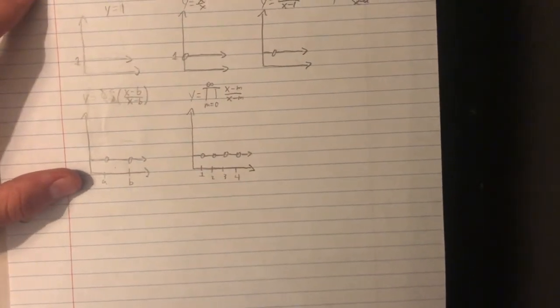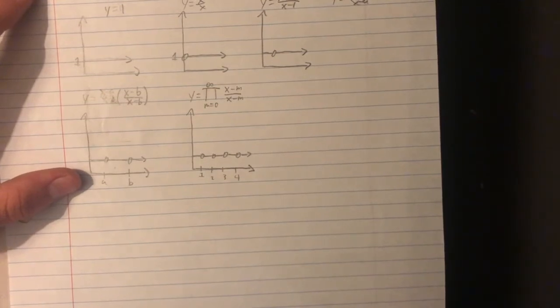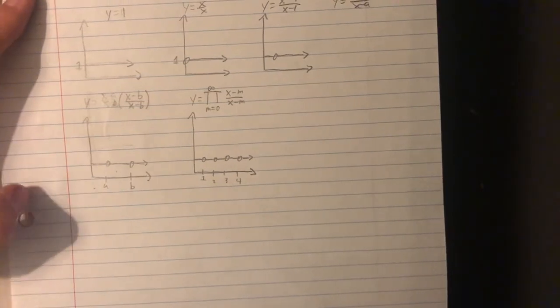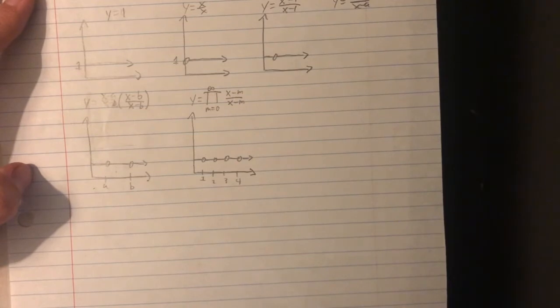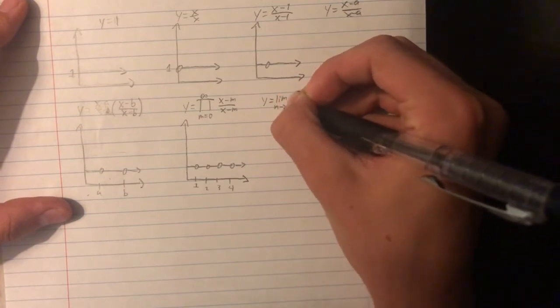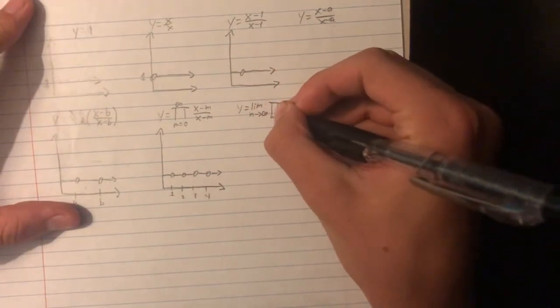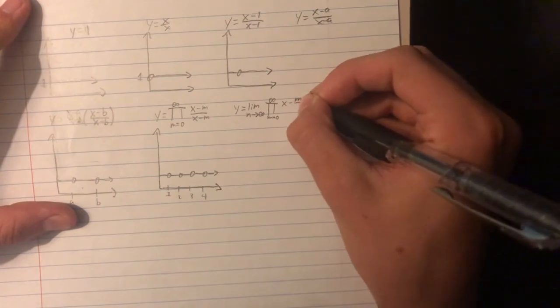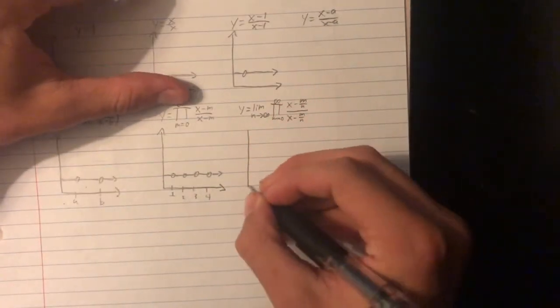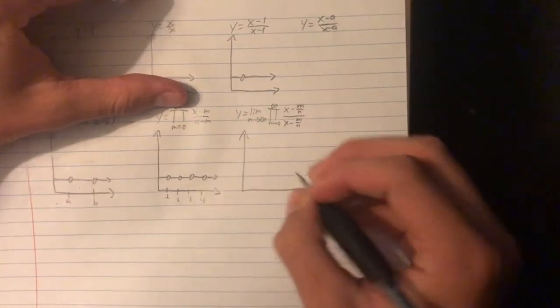So to decrease the distance between the holes, we can divide m by some number. So dividing m by 2 will halve the distance between the holes. So what we want to do is make it so that there's an infinitely small distance between the holes. Therefore, we can write this as, since n is approaching infinity, the distance between the holes approaches 0, so there's a hole at every point. This will give us a graph that looks like this.